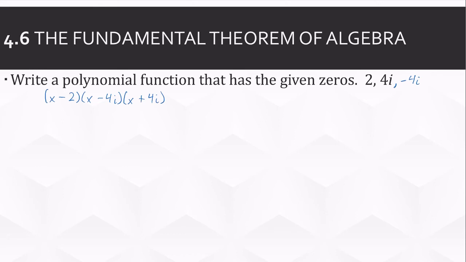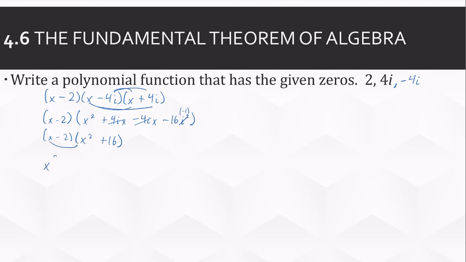Now it's easiest if we multiply the imaginary ones first. So the x minus 2 is just going to hang out. x times x, x times 4i, negative 4i times x, and negative 16i squared. Remember, i squared is negative 1, so that's like it's plus 16. Those cancel out, so it'll be x squared plus 16.